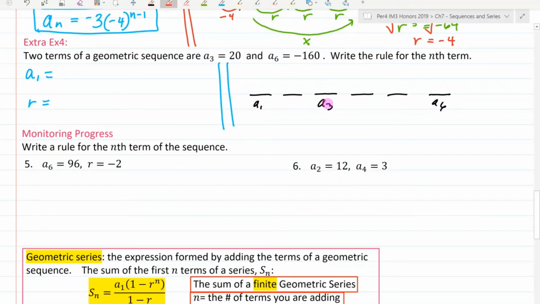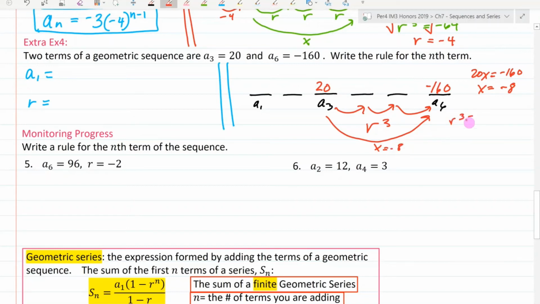The third term is 20, and this is negative 160. So again, it's going to be a negative value. And again, we're multiplying by r 1, 2, 3 times, so we still have r to the third. And if we do 20 times something, we'll call this x. So 20 times x is equal to negative 160. Then x equals negative 160 divided by 20, so that's negative 8. So r to the third equals negative 8, so r is equal to negative 2.